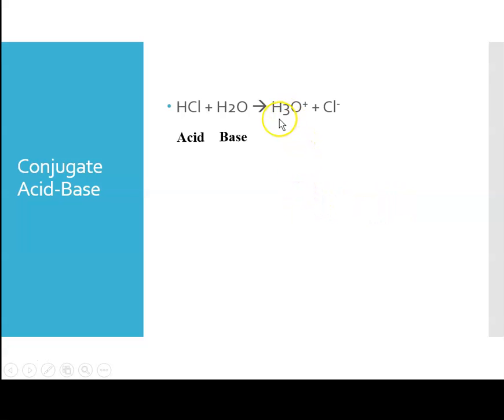If you notice, this H3O, or what's called the hydronium ion, it is actually going to lose the hydrogen. Therefore, by definition, it must be an acid, and the chlorine ion will gain the hydrogen. Therefore, it must be a base. So this is called the conjugate base, and therefore the hydronium ion would be called the conjugate acid.